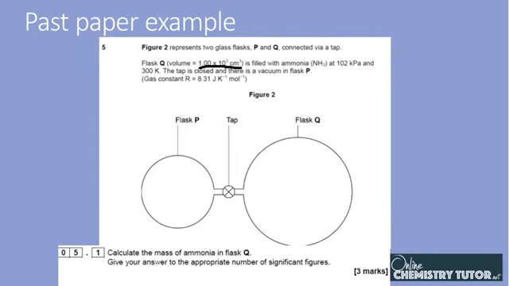You are told that it's filled with ammonia. The gas is irrelevant at this stage. You are given the pressure of 102 kilopascals, again, not in pascals. You're given the temperature of 300 Kelvin. They've given you that much, so hopefully you're not going to start converting it into Celsius, because that would not be the right thing to do. And the task is: calculate the mass of ammonia in flask Q. Give your answer to the appropriate number of significant figures.